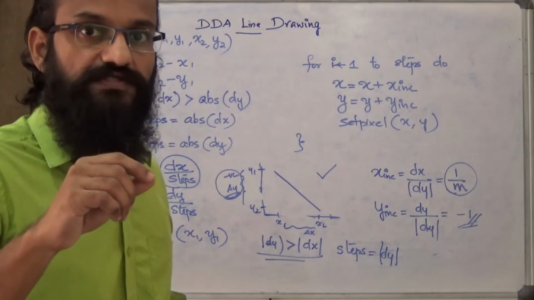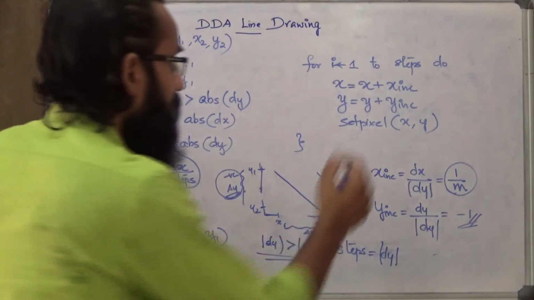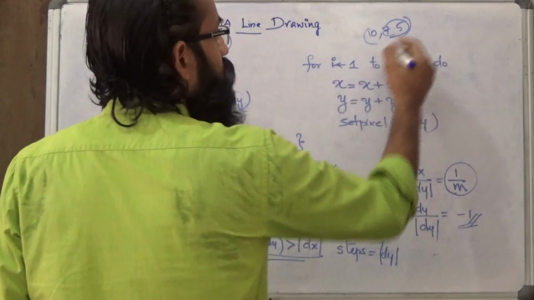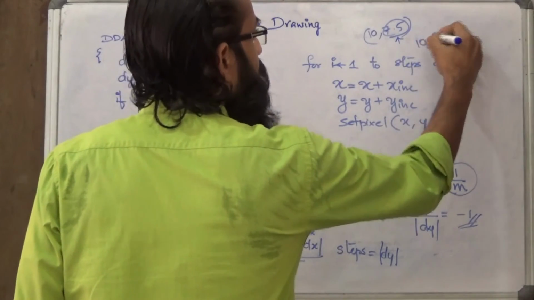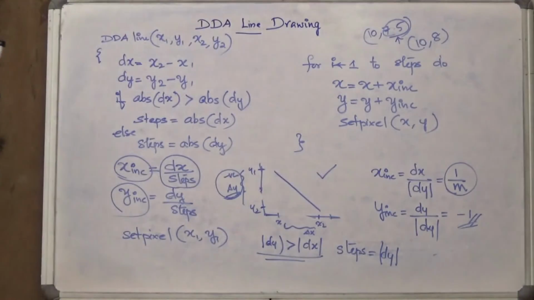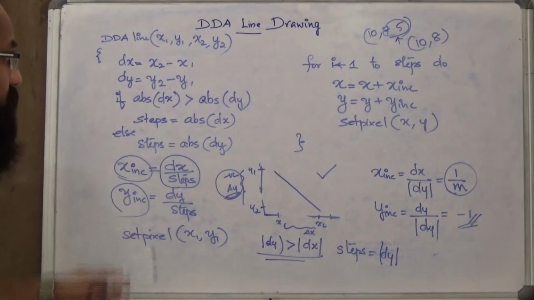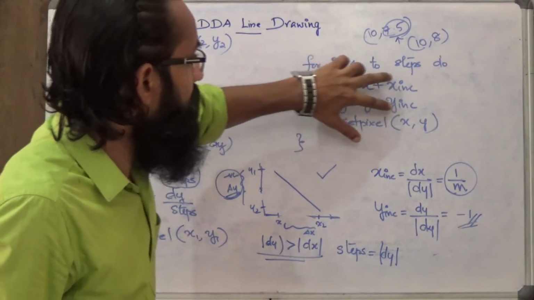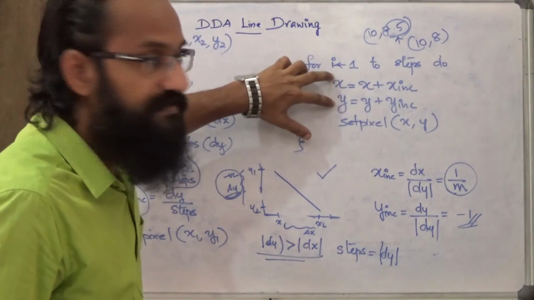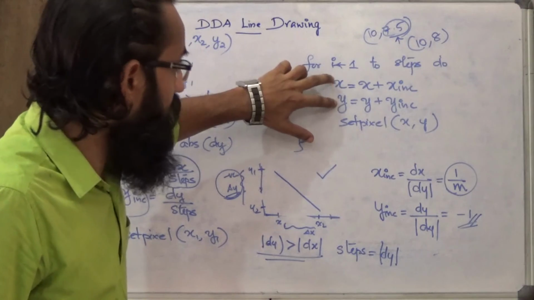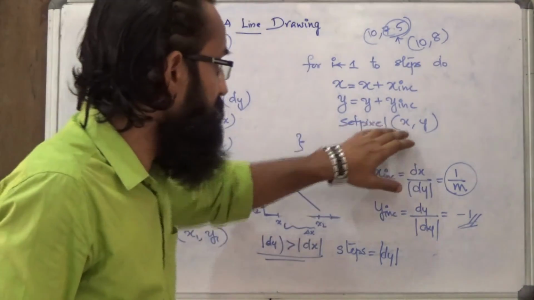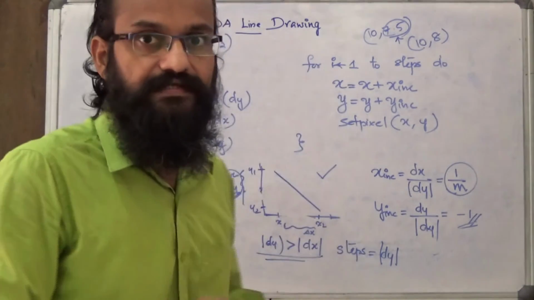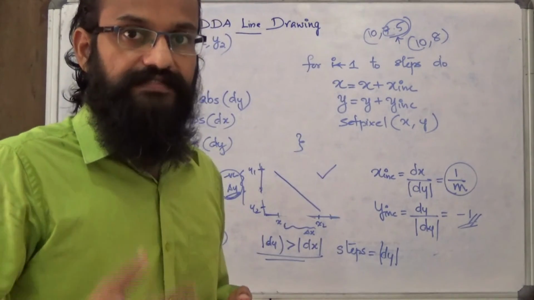So it is not possible to plot a pixel like this. So 10, 7.5, you cannot plot a pixel like this. So you have to round it up. So you will be getting 10, 8. Okay. So after computing x increment and y increment, at each and every step you will be computing the xy values by adding x increment and y increment to the previous x and y values. After computing x and y, you have to plot the pixel after rounding up x and y.